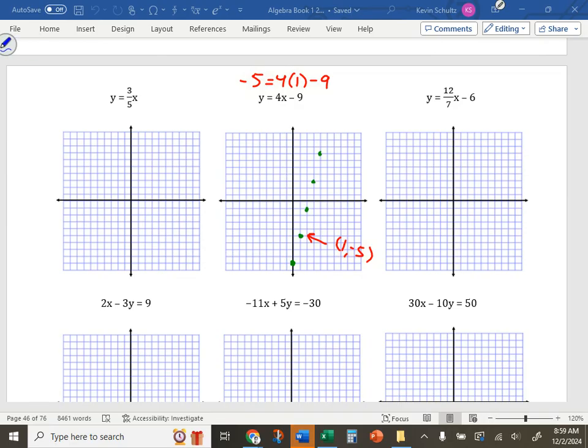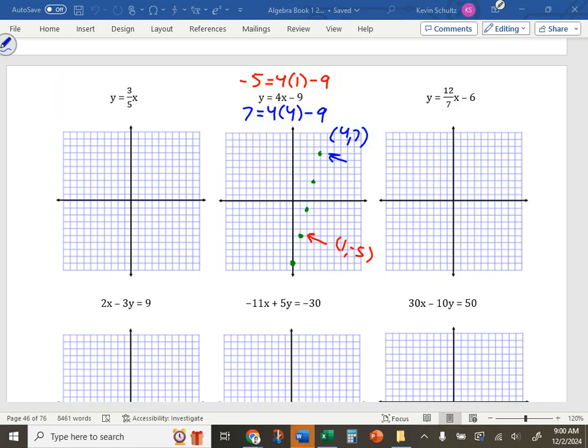Let's pick another one. This one right here. What is this? This is 4, 7, right? Okay? What I'm telling you is that if you plug in that y value for y, which in this case is 7, you multiply your slope by the x value, which is 4, and subtract 9, the equation's going to work. 4 times 4 is 16, minus 9 equals 7. Okay? And that's true.